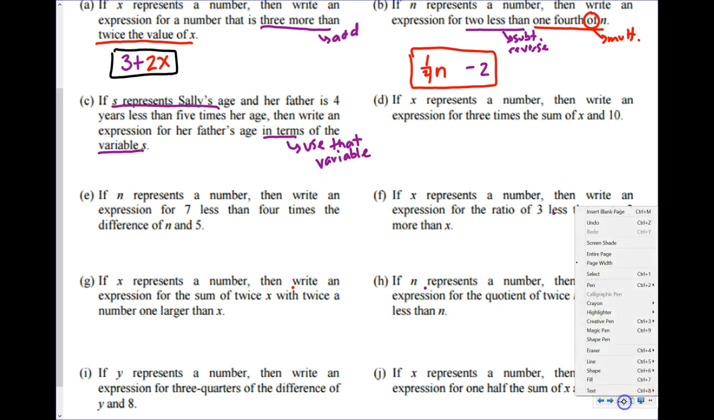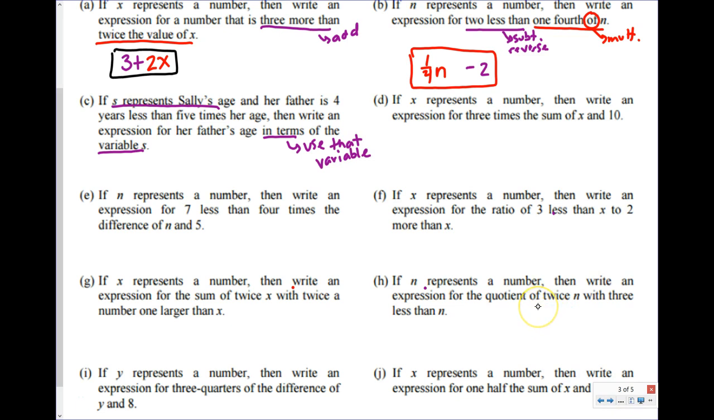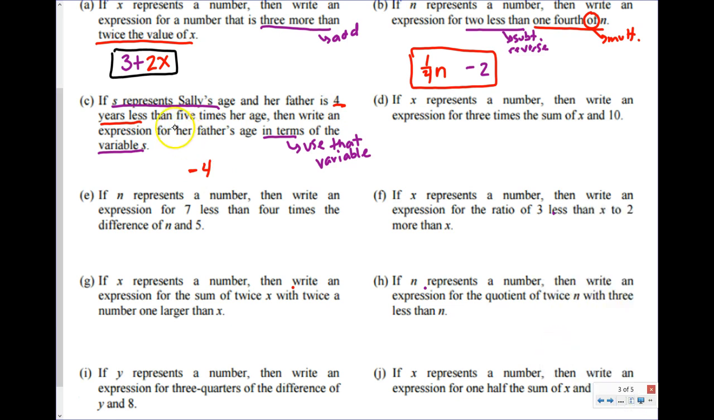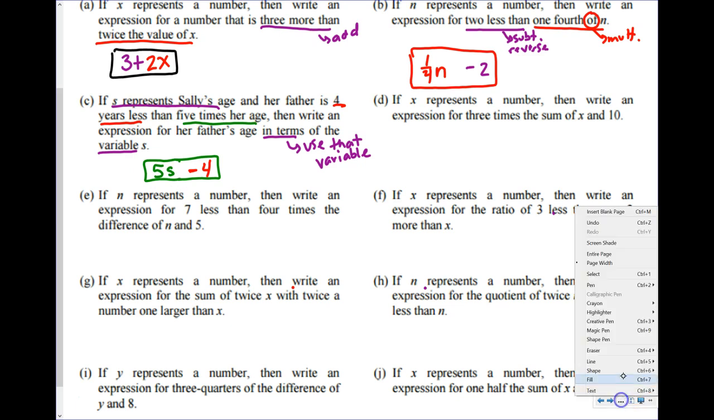So it wants me to use the variable s. So I'm going to use the variable s, and I'm going to take a look at the next part. Her father is 4 years less, so 4 years less, that tells me I have to have a minus 4. And the second part says than 5 times her age. Well, her age is represented by s, and I want 5 times, so it's 5s minus 4. That doesn't really look like a 5, so let me just make that a little nicer. 5s minus 4. Okay? That's a tricky one.